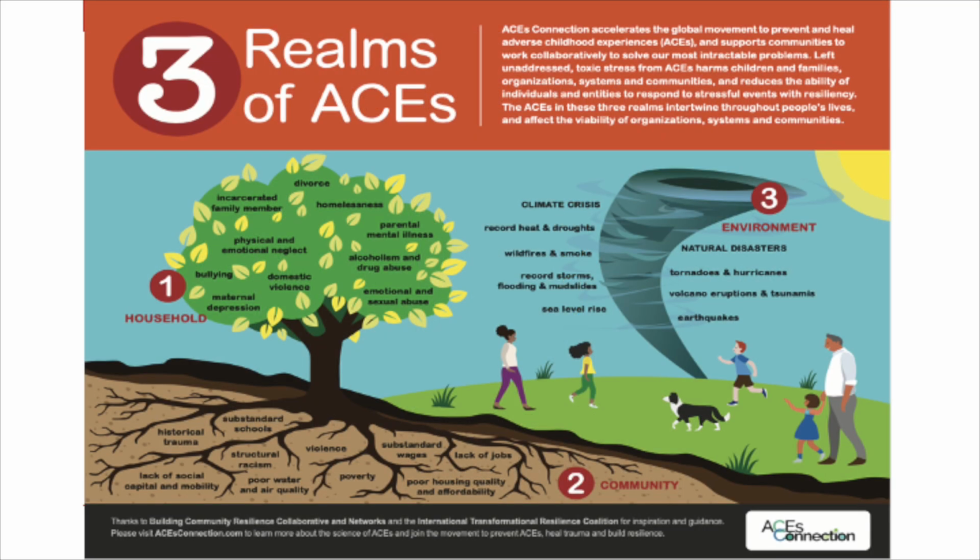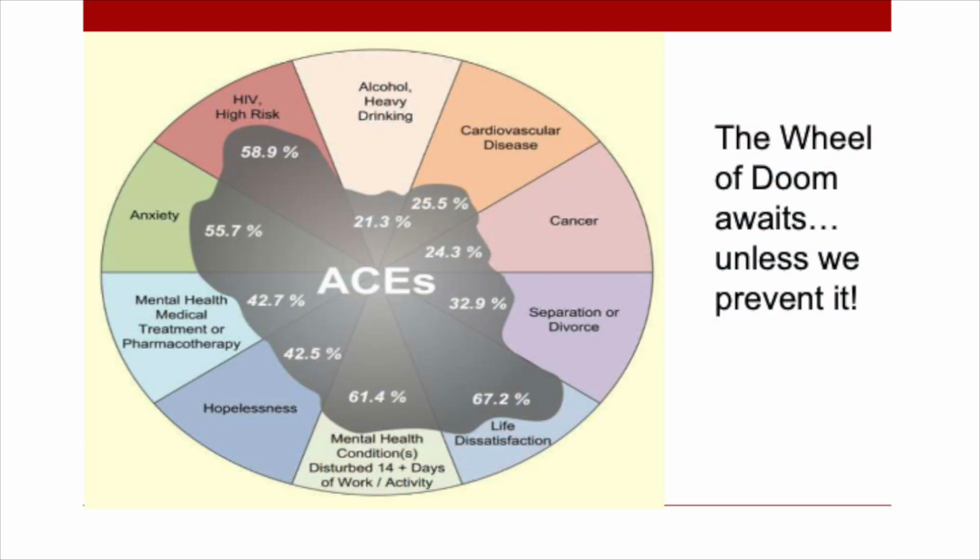Since the original study, there's been a growing recognition that other things like systemic racism, substandard housing and schools, and climate change can also be categorized as adverse childhood experiences. The coronavirus pandemic is also considered an ACE. This graphic, which we lovingly call the Wheel of Doom, shows the increase in population-level risks of 3 or more ACEs. The percentages get higher as the ACEs go up.